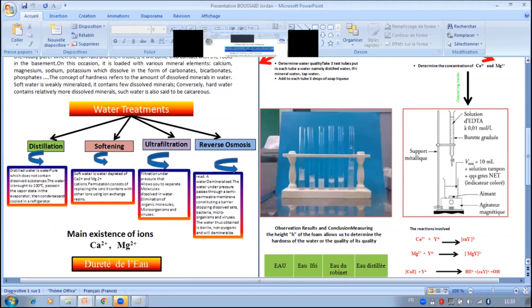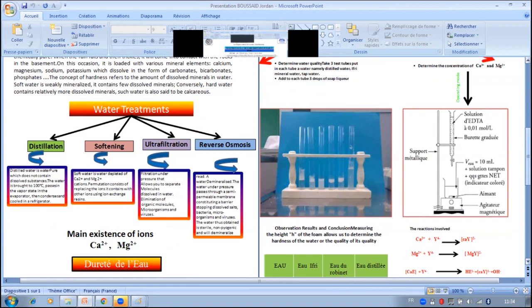Water treatment. Distillation. Distilled water is pure water which does not contain dissolved substances. The water is brought to 100 degrees Celsius, passing to the vapor state in the evaporator, then it can be condensed, cooled in a refrigerator.